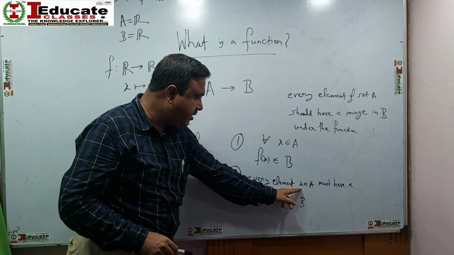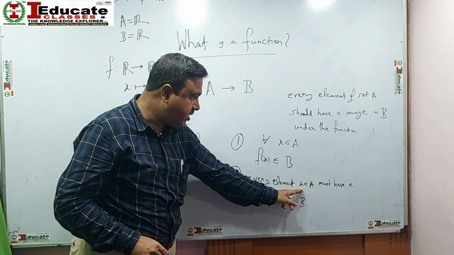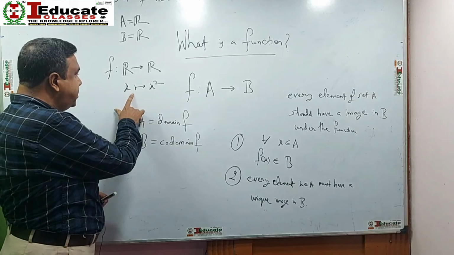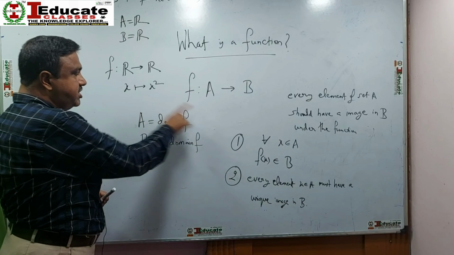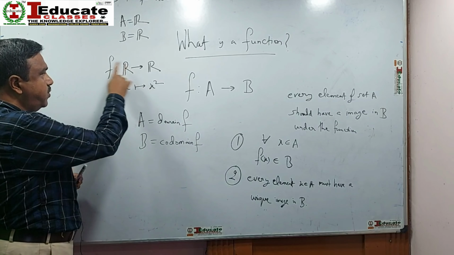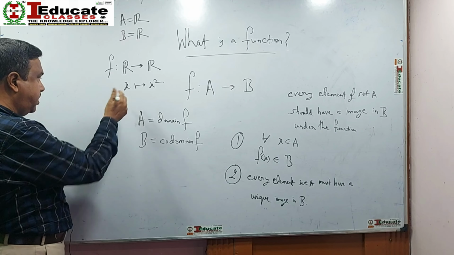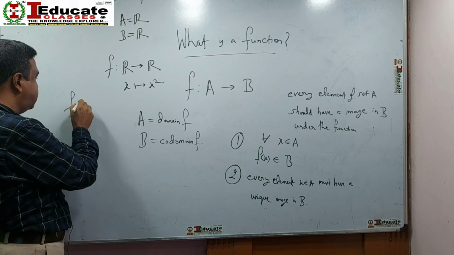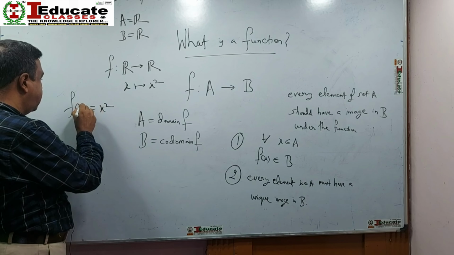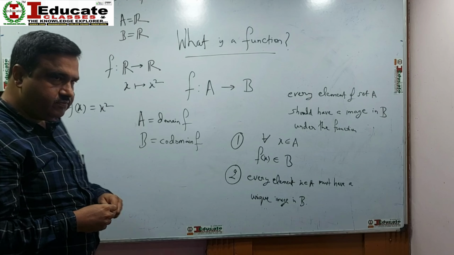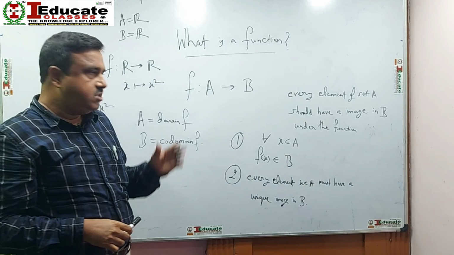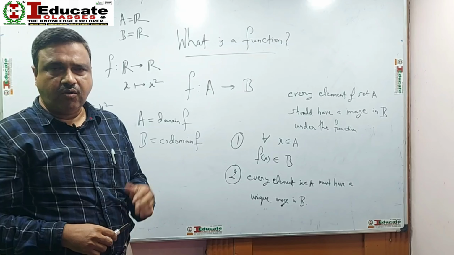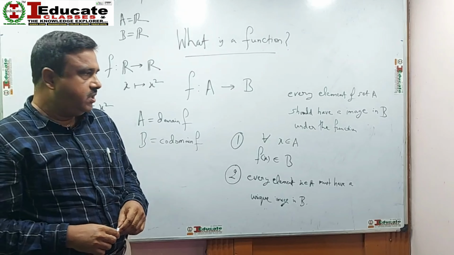Every element of the domain set must have a unique image in B. So this function, this is a rule which satisfies these two conditions. Hence we call this a function. Most of the time we write this function as f(x) = x square. Okay. So this is also called a parabolic or quadratic function.